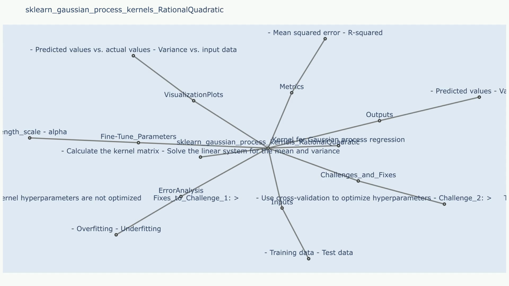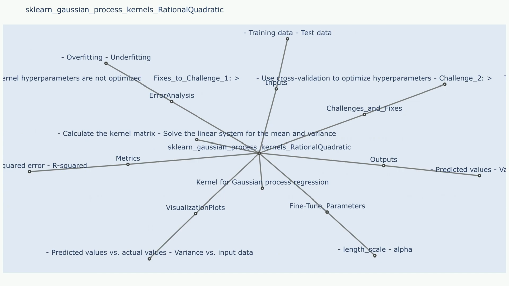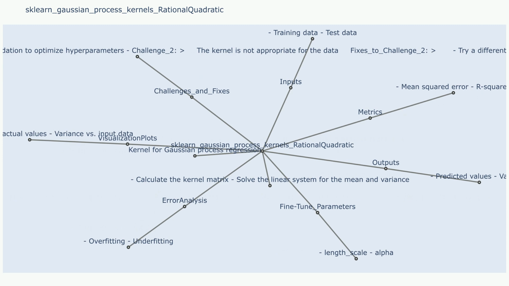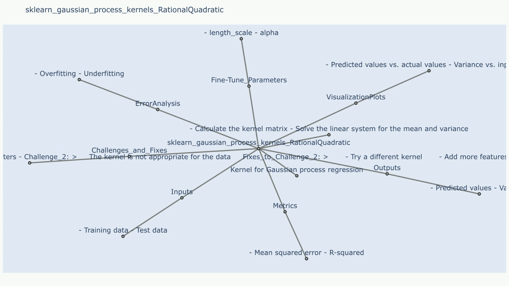sklearn Gaussian process kernel's rational quadratic. Description: the rational quadratic kernel is a stationary kernel that combines multiple squared exponential kernels with different length scales. It is a generalization of the squared exponential kernel and allows for more flexibility in modeling data with varying degrees of smoothness. Inputs: X the input data, typically a 2D array of shape n samples.